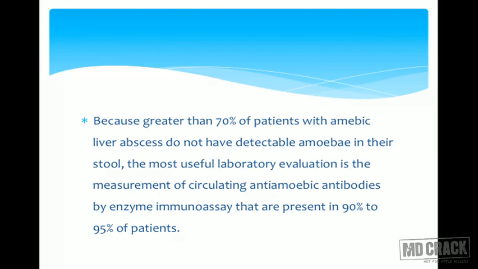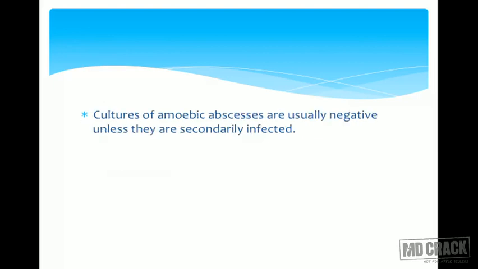Although these amoebae reach the liver from the colon, in most patients a typical history of loose motions or diarrhea may be absent. The cultures of the amoebic abscess are usually negative. They may become positive only after secondary infection with pathogenic bacteria, which will show microorganisms on the growth culture.